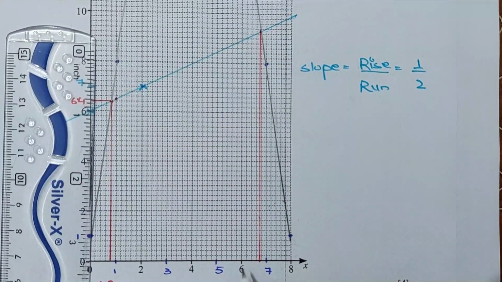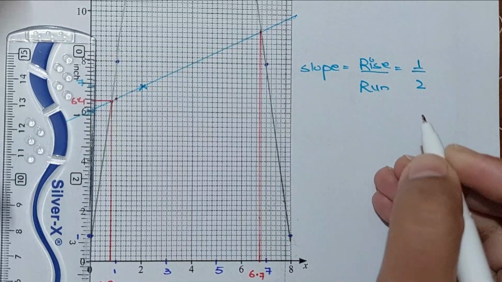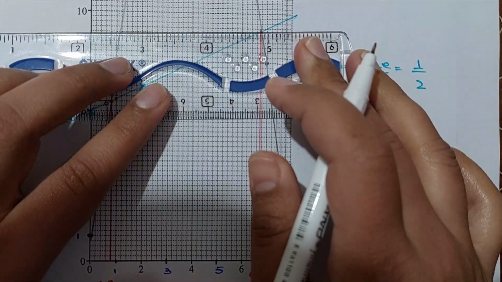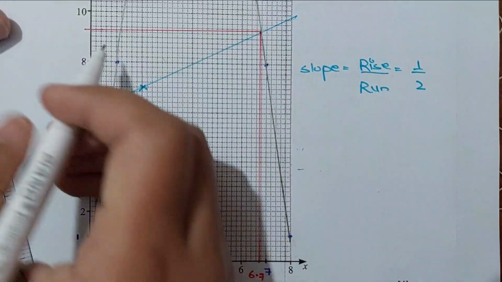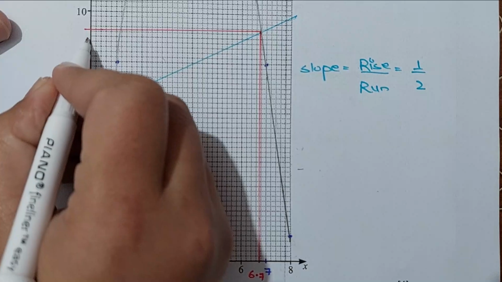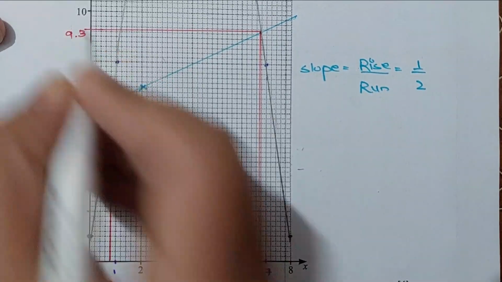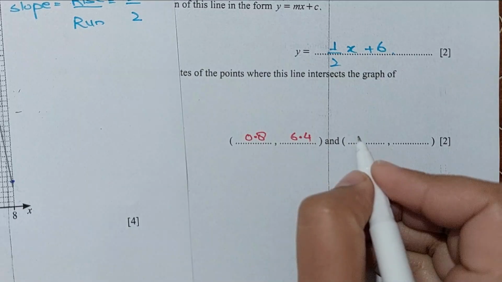Here is the second one, which is 6, 6.2, 6.4, 6.6, 6.7. And the y coordinate is 8, 8.2, 4, 6, 8, and 9, 9.2, 9.3, 6.7 and 9.3.